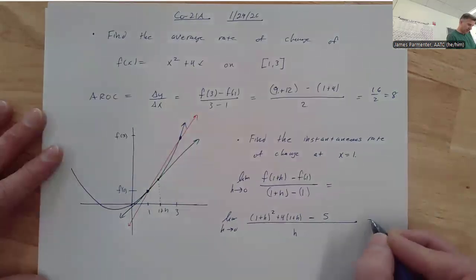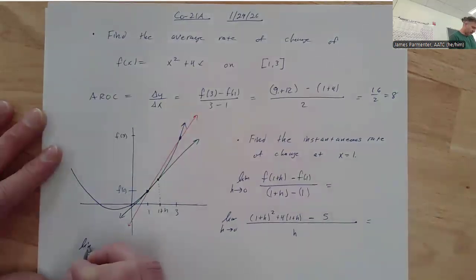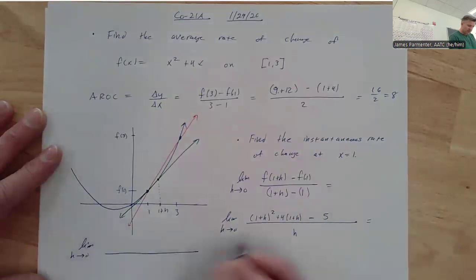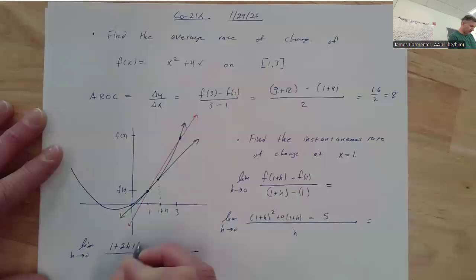So here, what ends up happening is we get the limit as h approaches 0 of 1 plus h squared, which multiplies out as 1 plus 2h plus h squared. Distribute the 4, you get 4 plus 4h, minus 5, divided by h. And the 1 plus 4 minus 5 is 0.